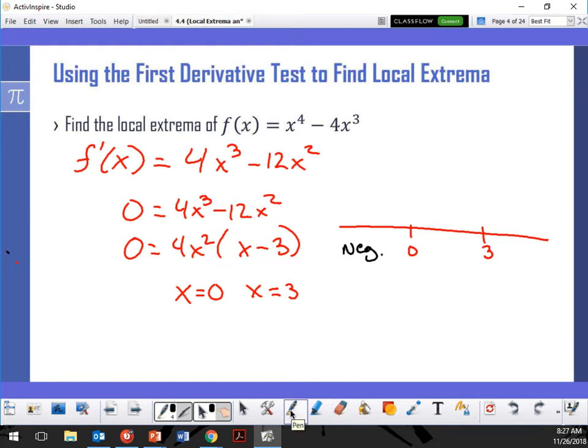All right, the next part in my interval, pick a number. Okay, let's do 2. So at 2, this part is positive, right? And this part is going to be negative.